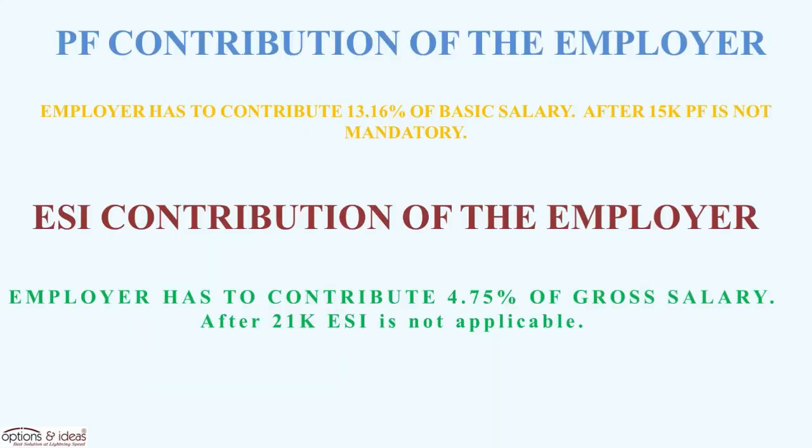PF contribution of the employer. Employer has to contribute 13.16% of basic salary. After 15k, PF is not mandatory. ESI contribution of the employer. Employer has to contribute 4.75% of gross salary. After 21k, ESI is not applicable.